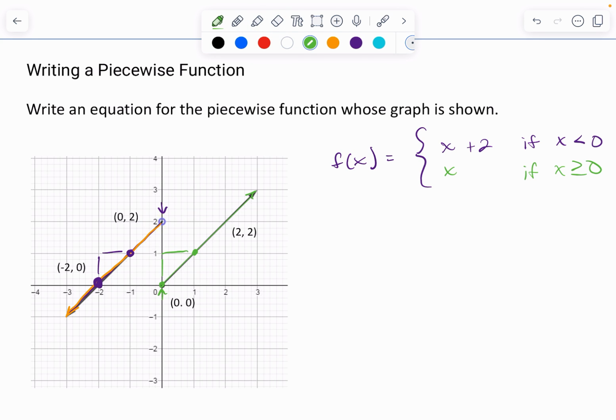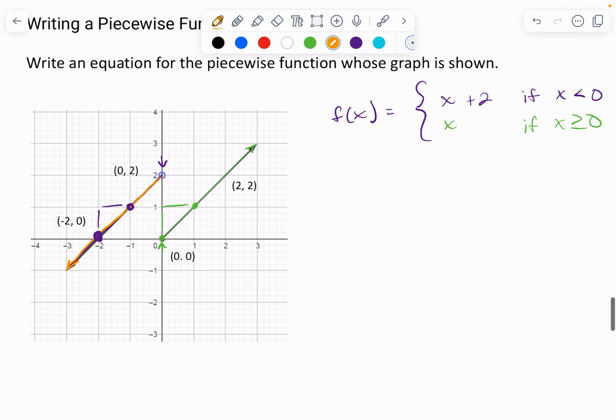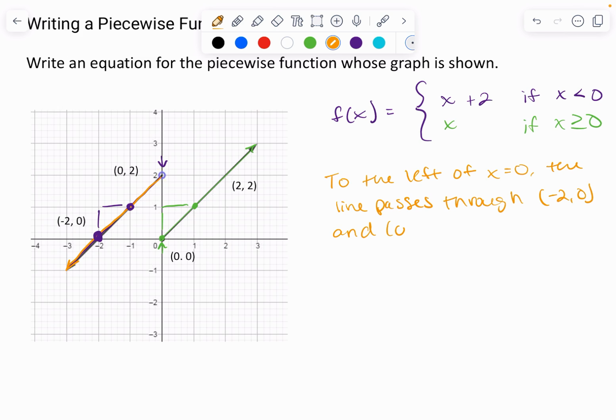If you want to leave a note to yourself at the bottom here of what we're doing there, so to the left of x equals 0, we know the line passes through the points -2, 0, and 0, 2, which is how we get y equals x plus 2. Even if we couldn't see where the y-intercepts were on these lines, we could find slope first using those 2 points. And then once we know slope and at least one of our points, we can always go back and find our y-intercept. So we can do it that way as well.